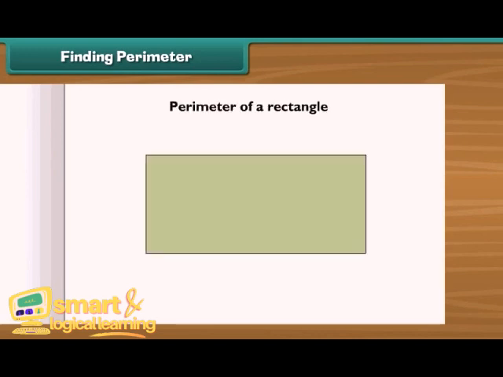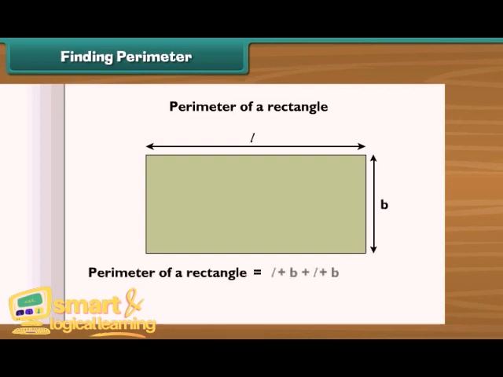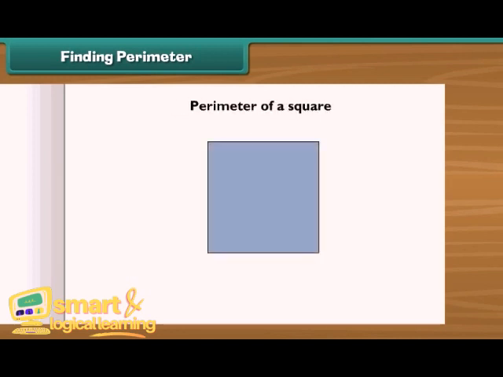Finding perimeter. Perimeter of a rectangle. If L is the length of a rectangle and B its breadth, the perimeter of the rectangle is equal to L plus B plus L plus B is equal to 2 into L plus 2 into B. Perimeter of a square. Square, you may recall, is a special rectangle whose length and breadth are equal. If A is the length of one side of a square, then its perimeter is equal to A plus A plus A plus A, which is equal to 4 into A.